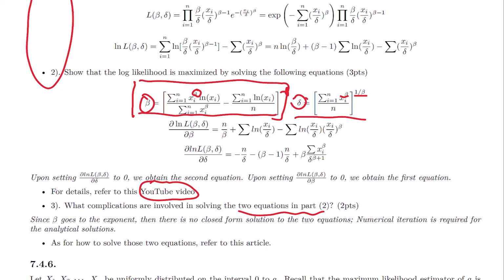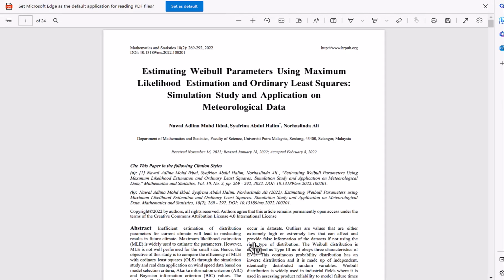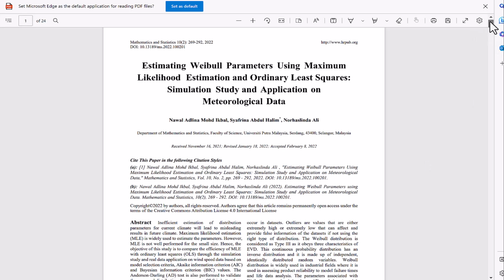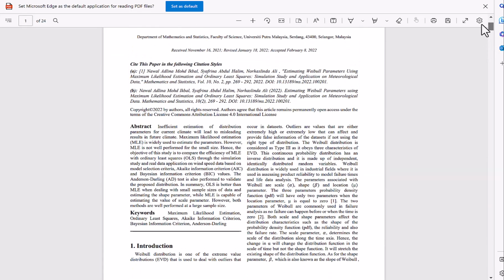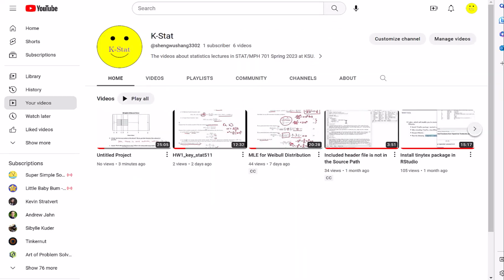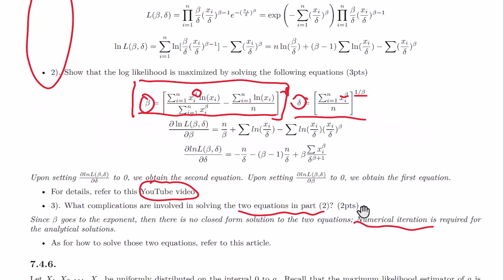We have to use so-called numerical iteration to get this so-called analytical solution. Okay, I found that this article is very useful if you really want to know more details about how to get the solution. This is the one. Please check out this article.